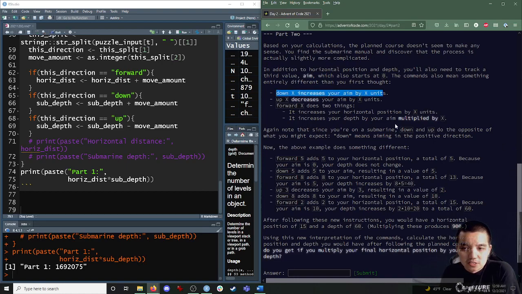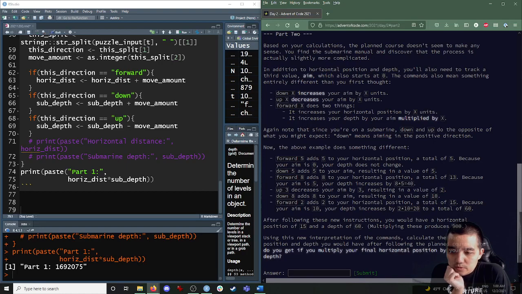Down increases your aim. Up decreases your aim. Forward does two things. Increases your horizontal position and increases your depth by your aim multiplied by x. Ooh. Again, note that since you're on a submarine, down and up do the opposite of what you expect. Down means aiming in the positive direction. I'm filming this overnight, so my brain is a little slow right now. Let me process this.